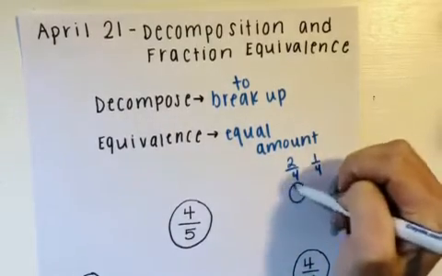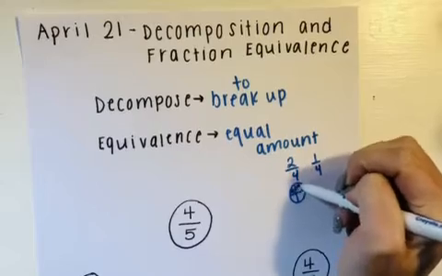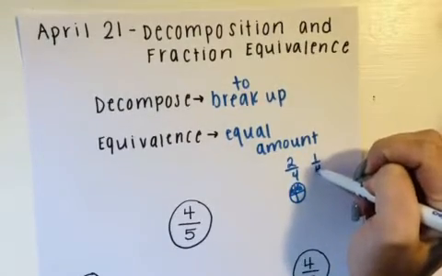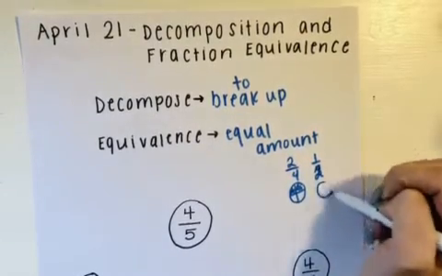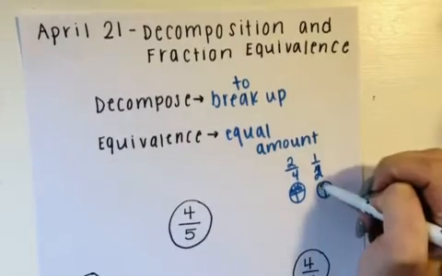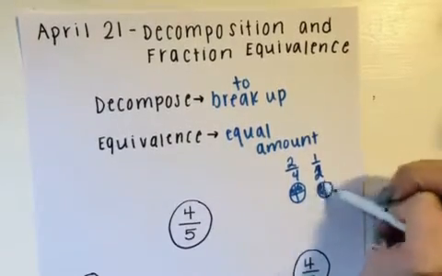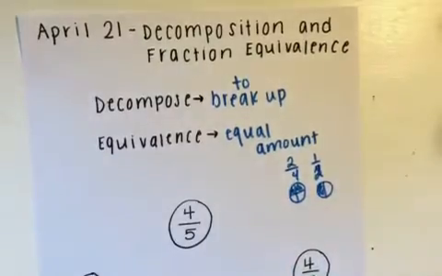If I had a pizza cut into 4 slices and I ate 2 slices, that's 1/2. And I also had a pizza cut into halves and I ate 1/2, I'm eating the same amount, so it's equal in amount.